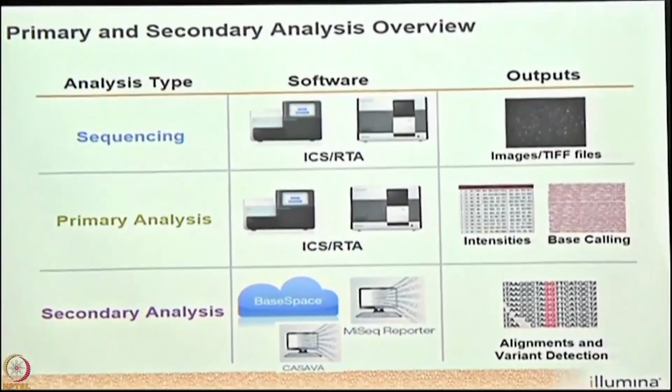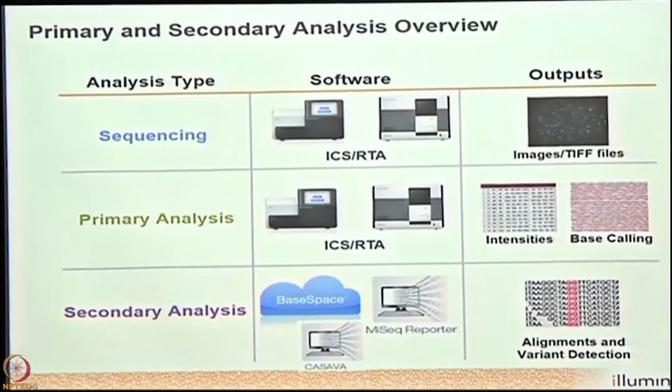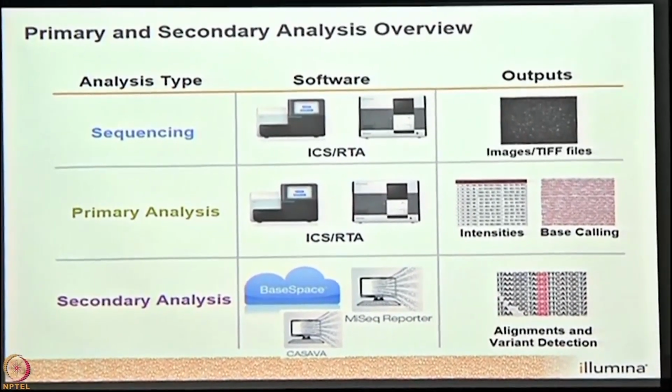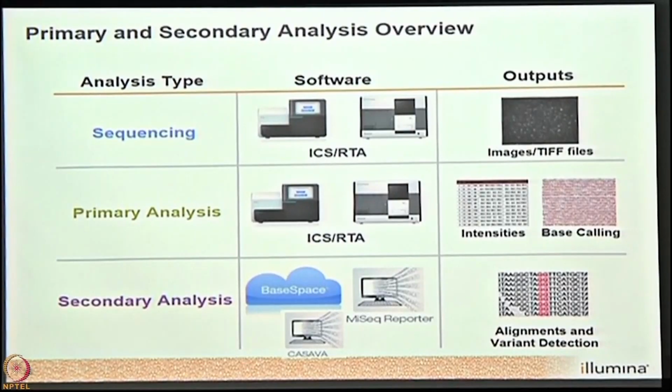There is a software which is called real-time analysis software. Once your bases are added, those are detected in real time. Once we are done with cycle 1, let's say, you will get all the base calls file. So during primary analysis, with the help of the real-time analysis software, it extracts intensities from the bases and converts those intensities into base calls. So you'll be getting .bcl files on board.